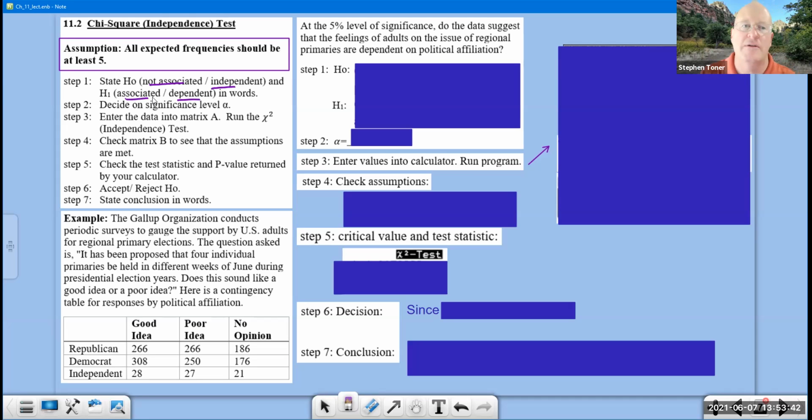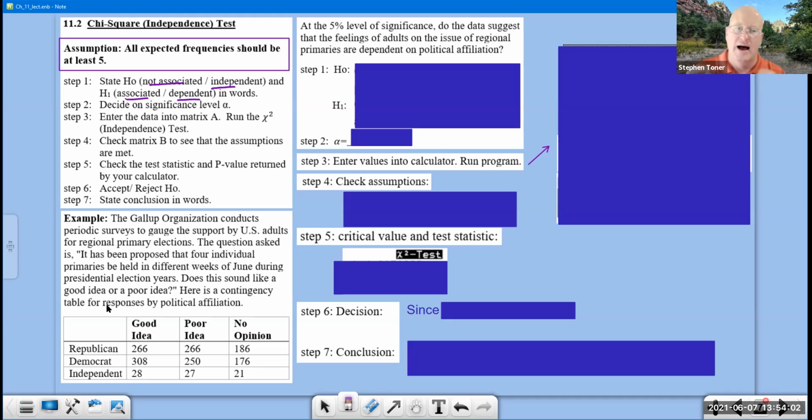So null hypothesis, alternate hypothesis comes first. You're used to step 2, decide on your significance level. Then we're going to enter our data values into a matrix. That's something new. And the rest pretty much just falls into place. So let's look at this first example, and I'm going to walk through and show you how to use your calculator for matrices.